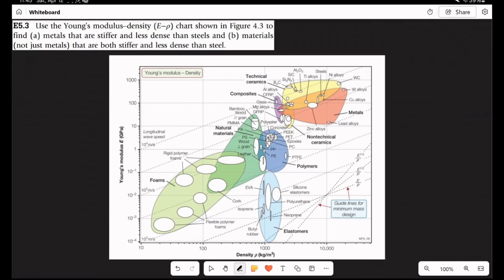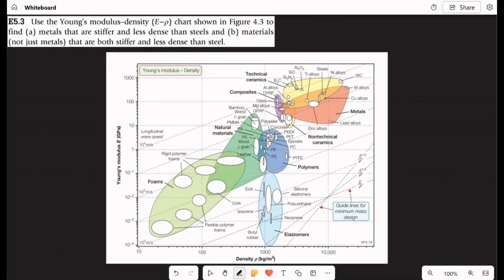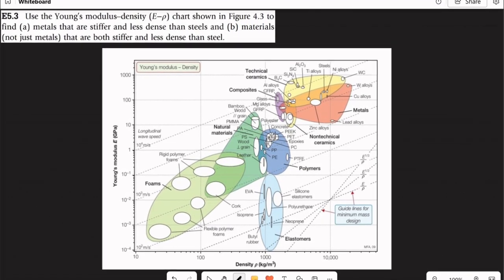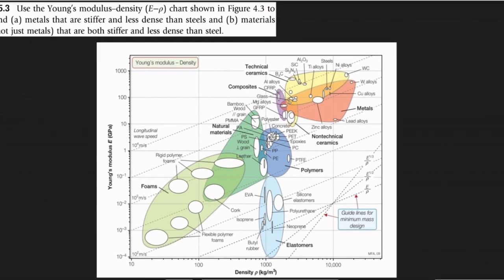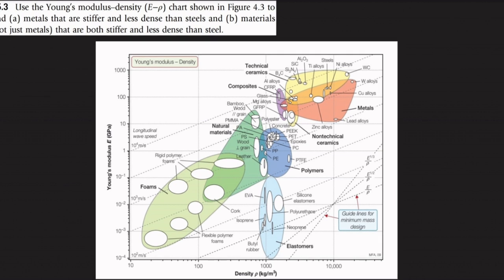So for question 5.3, take a second to read the question. They told us to use this chart to find materials that are stiffer and less dense than steel. So A says, let us find metals, only metals that are stiffer and less dense than steel. So first we have to find what? Steel in our chart. So if you come here, you can see steel. Steel is very small. So this is steel. This is very small in our chart.